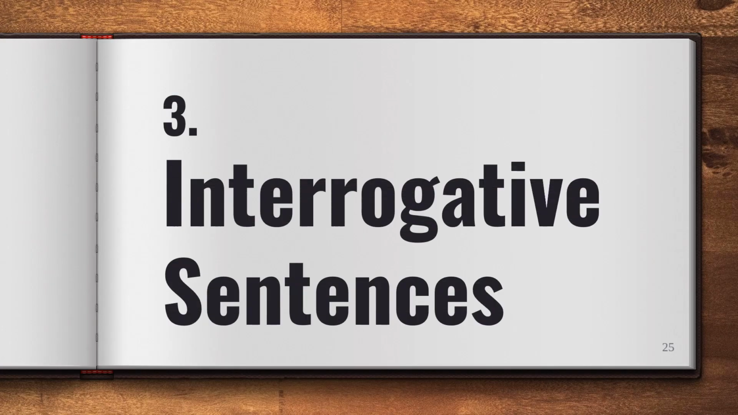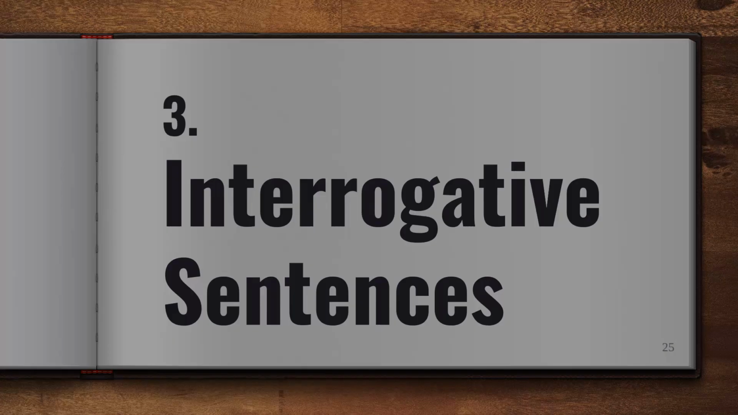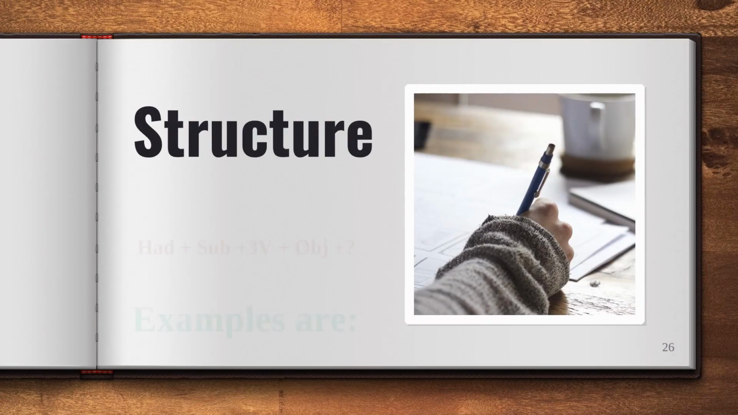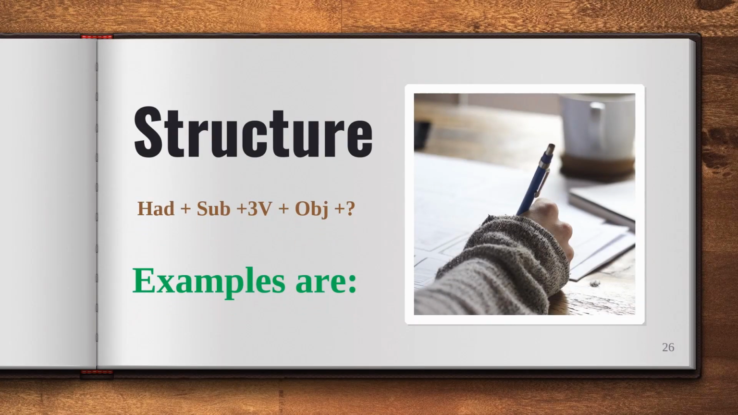Number three is interrogative sentences. How do we make interrogative sentences in past perfect tense? The structure for past perfect tense for making interrogatives is: had will come at the start, then the subject will come, third form of the verb plus object plus question mark. Do not forget to put the question mark at the end of the statement.